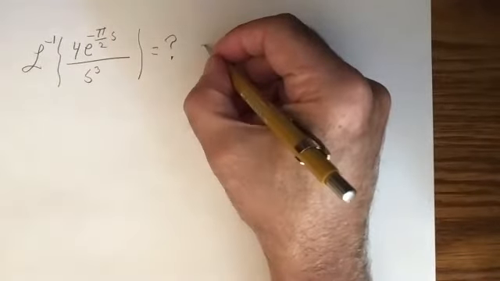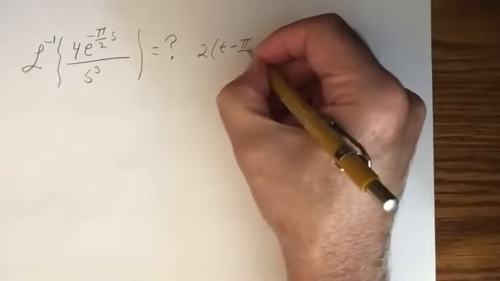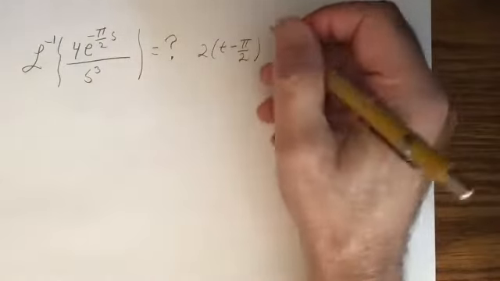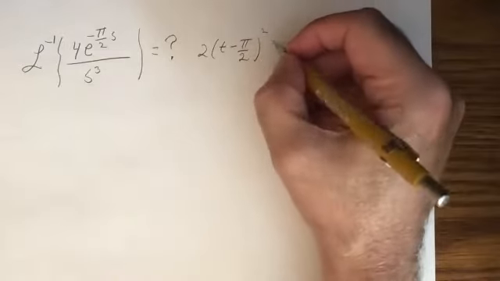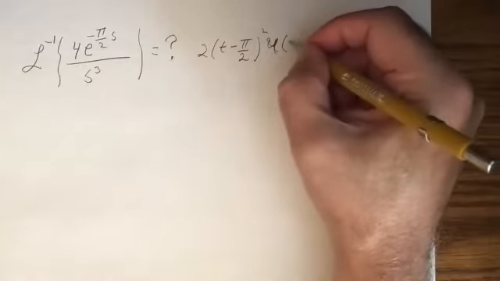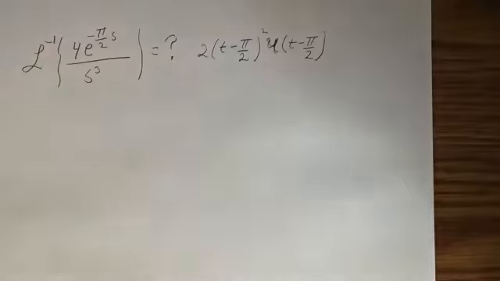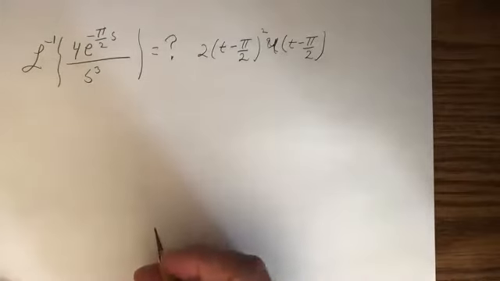Let's see, so the answer here is going to be 2t minus 2 squared. That's what the answer turns out to be. Okay, so let me go ahead and do this one.